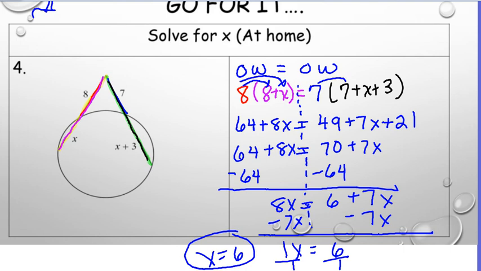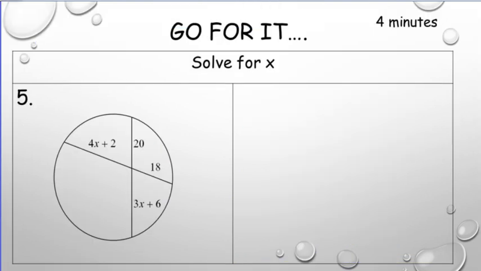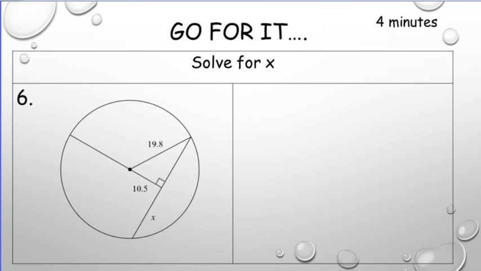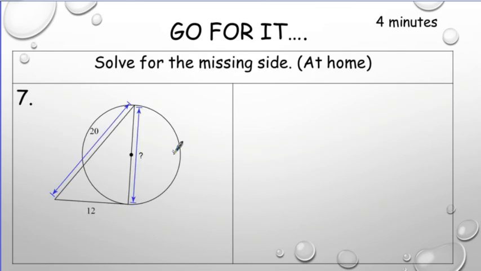Okay, let's keep moving. This we did in class. This one we did in class. Alright, so here's another one.